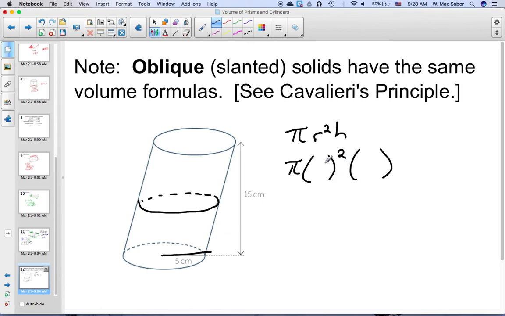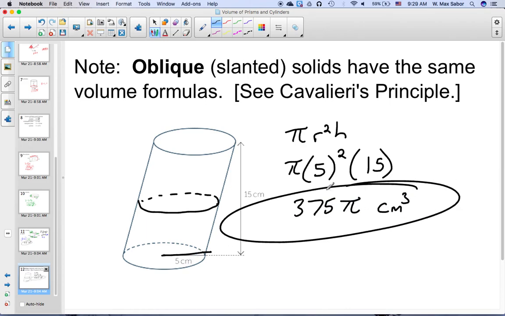So the radius is 5. The height is 15, and then 25 times 15 gives us 375 pi cubic centimeters. That's volumes of prisms and cylinders.